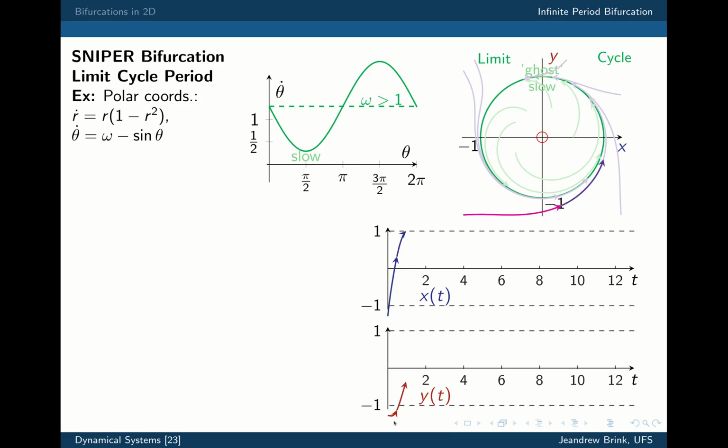If I take a similarly big time step, you're still going to have a large change in x, and a larger change in y, because you're far away from where the ghost flow takes place. You can see by the length of the arrow, the time taken for this arrow and the time taken for that arrow is the same. You now are going to climb onto the limit cycle.